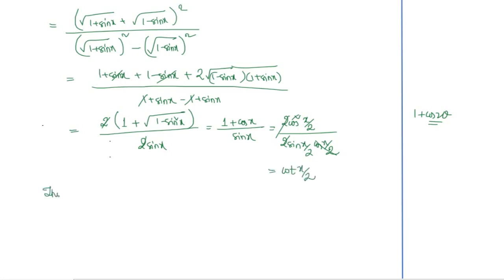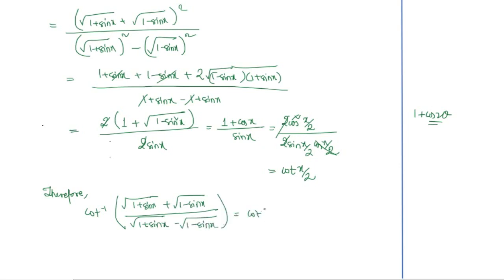So therefore cot inverse of (root over 1 plus sin x plus root over 1 minus sin x) by (root over 1 plus sin x minus root over 1 minus sin x) is equal to cot inverse of cot of x by 2, and since x belongs to 0 to pi by 4, this will give me x by 2, which is equal to RHS. Okay, therefore LHS is equal to RHS, proved.